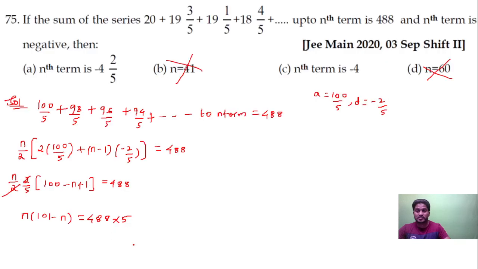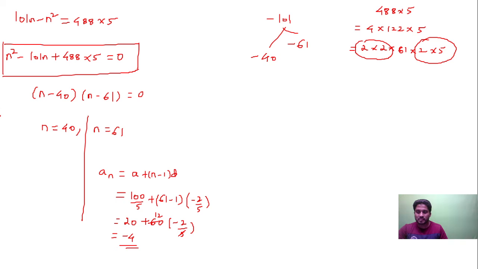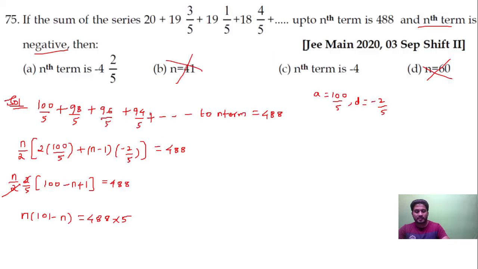It's given in the question that the nth term should be negative. If you take 40, the nth term will be positive. So that's why I'm not considering this 40. You understand? If you find the nth term here, it will be positive. So that's why I consider only n equal to 61. So the nth term will be equal to minus 4. The answer is option C.